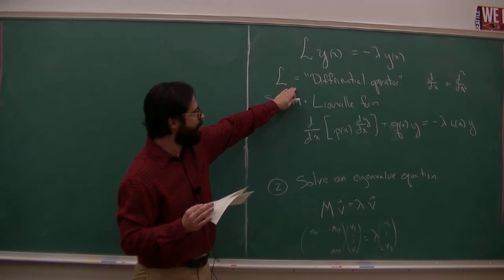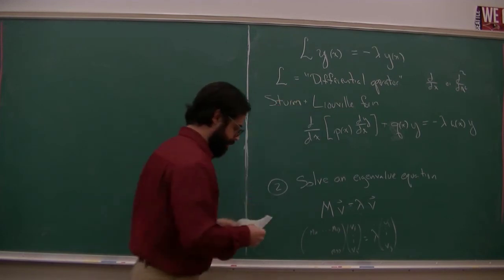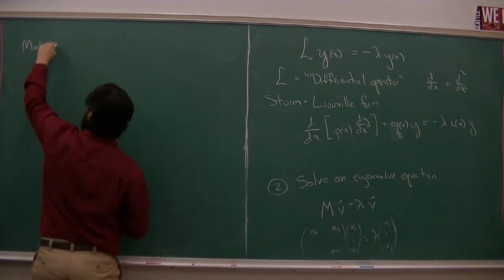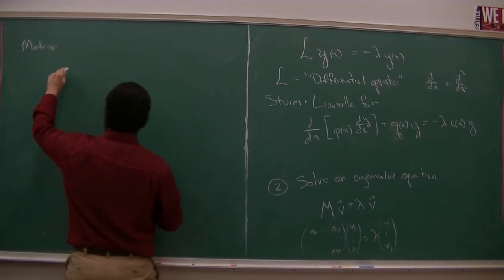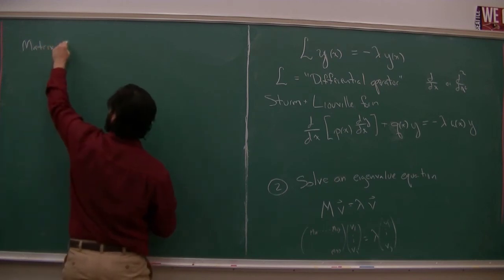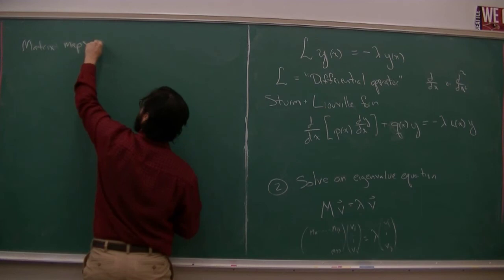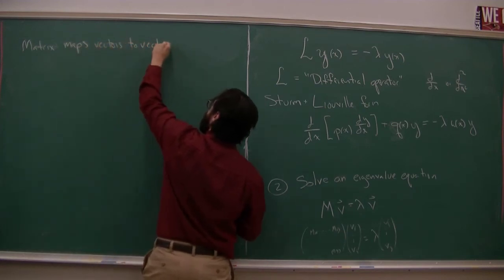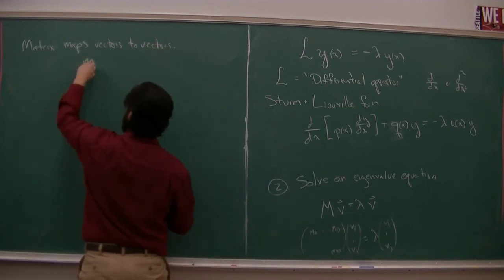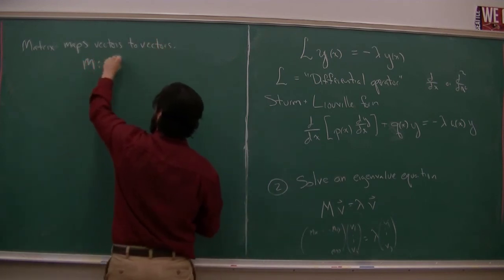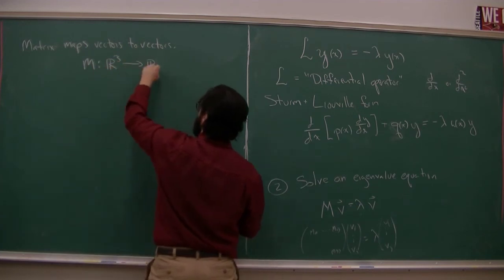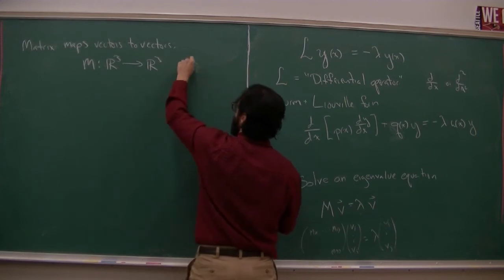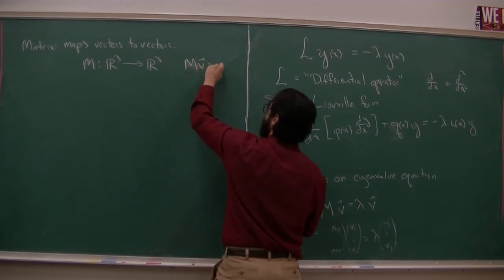But what I want to do, because maybe this is the first time you're seeing this, is talk a little bit about what differential operators are. The idea is that in some sense, a matrix is a mapping from vectors to vectors. So a matrix M takes 3 real numbers and gives you back 3 real numbers, right? That's what it means to have MV equals W.